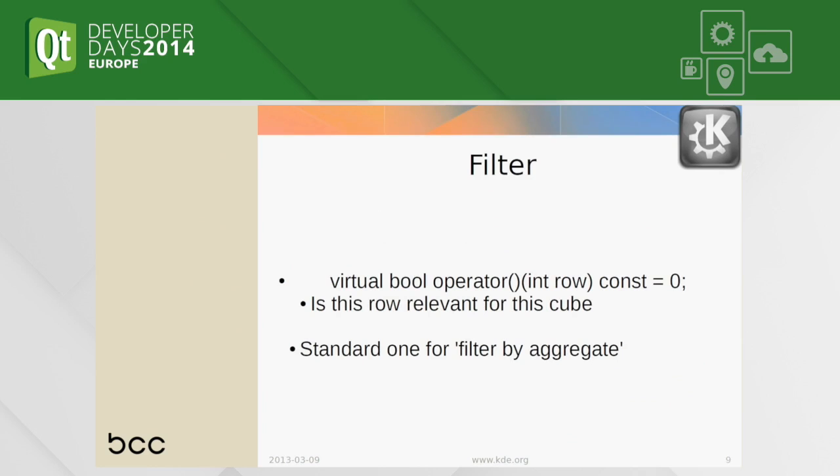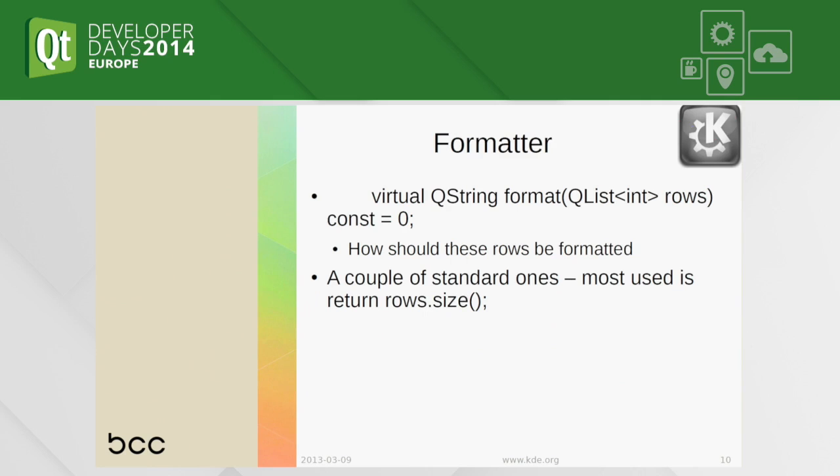And then there are the filters, which are just simple ones. Does this row belong in the Datacube or not. And there is a simple standard filter that is filtering by an aggregator category. And lastly, there are the formatters that basically receive a list of rows and are asked to somehow format this. It can go through and ask the underlying model, what data do you have here, and do something with it. Or the most used of the standard formatters that comes with QDatacube is basically just returning rows.size, as in how many are there here.